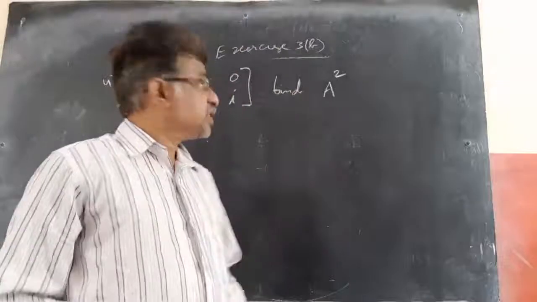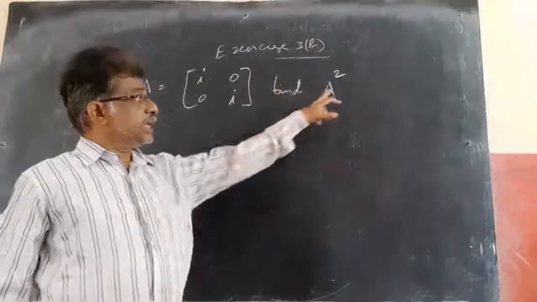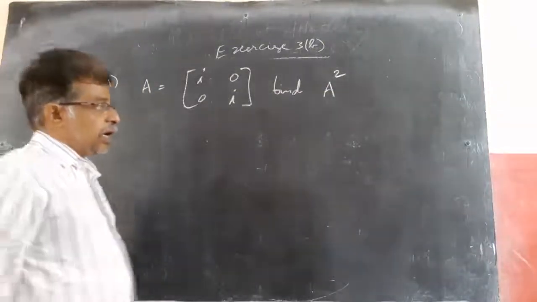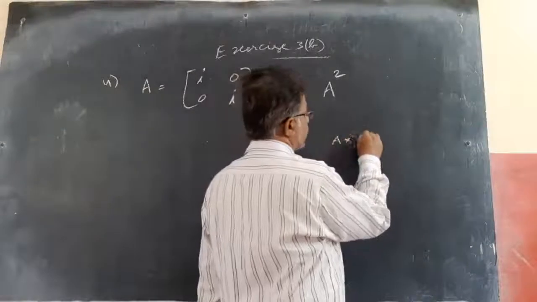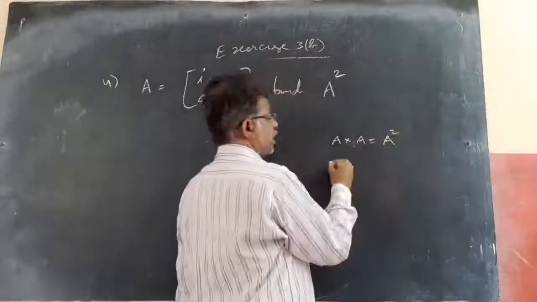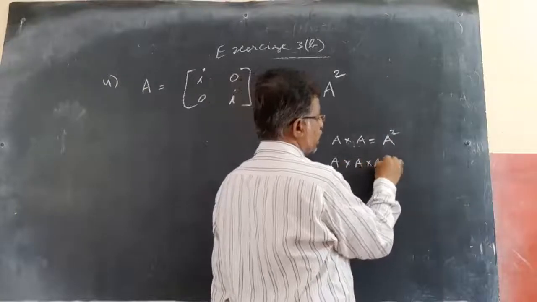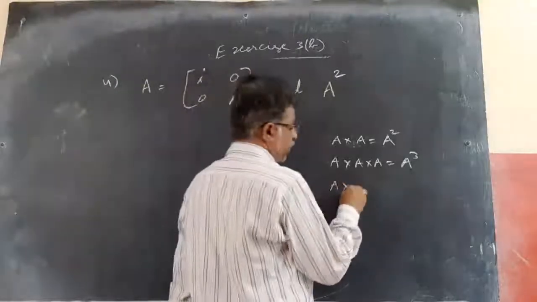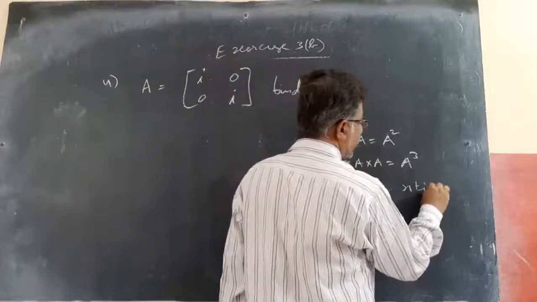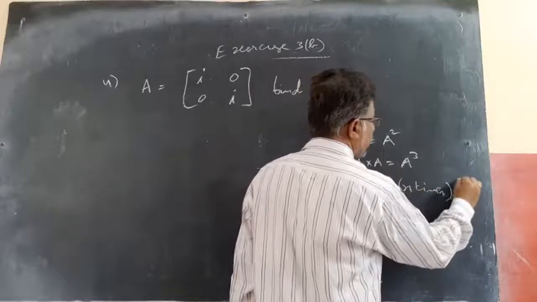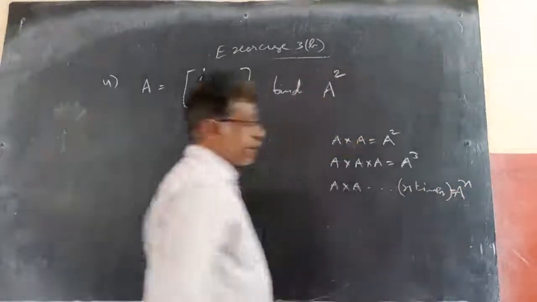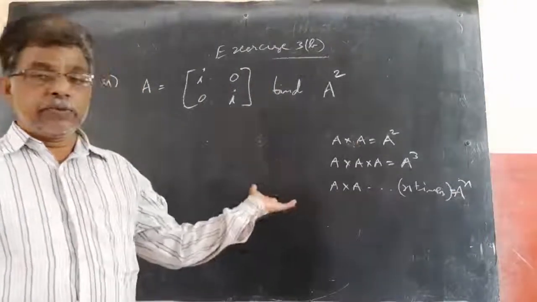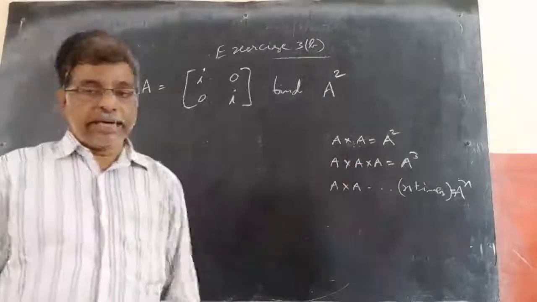Next, foursome. A is [I, 0; 0, I], then find A square. How to find A square? A into A is called A square. A into A into A is called A cube. Like this, if I multiply A n times, then it is called A power n. Like your ordinary exponents. A square is A into A, A cube is A into A into A, A power n is A into A into A, n times.